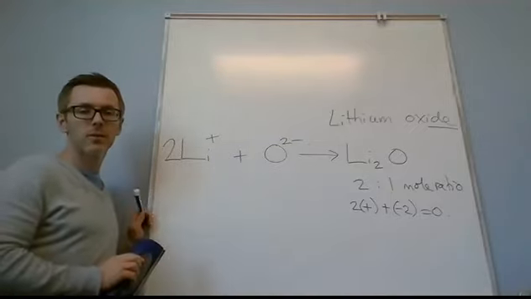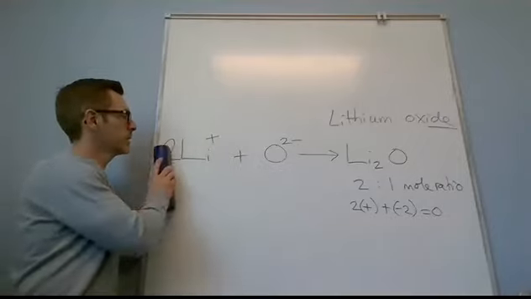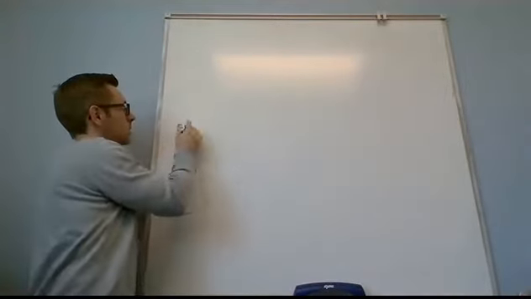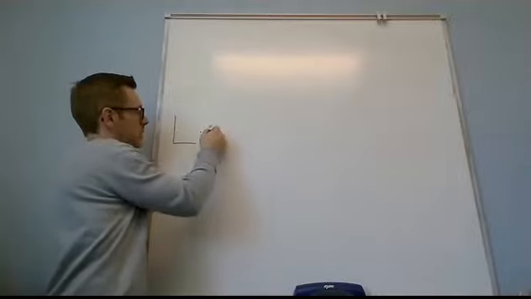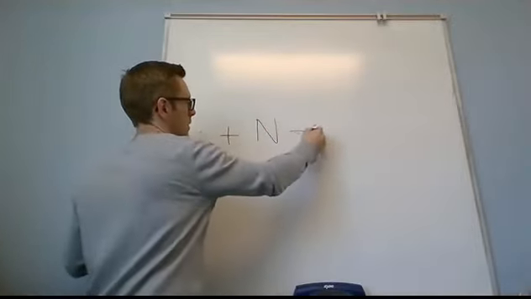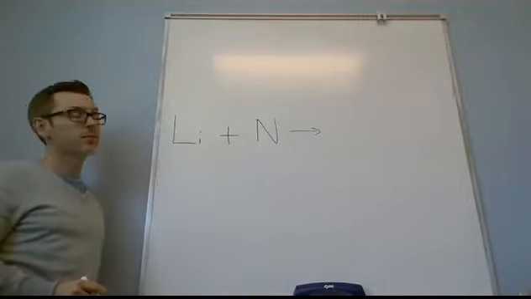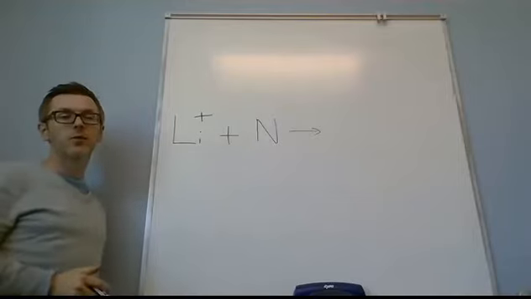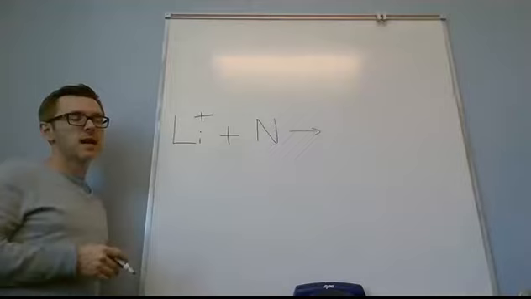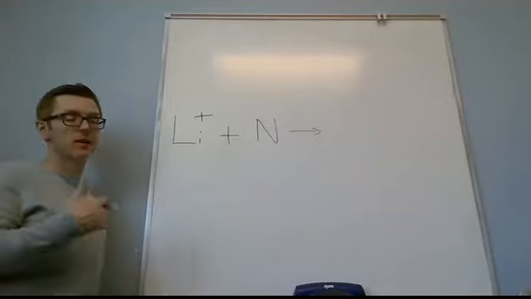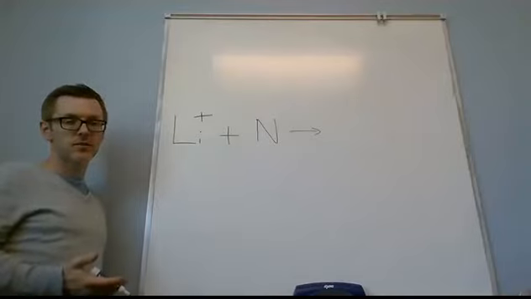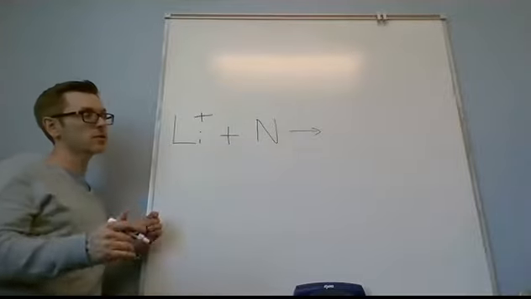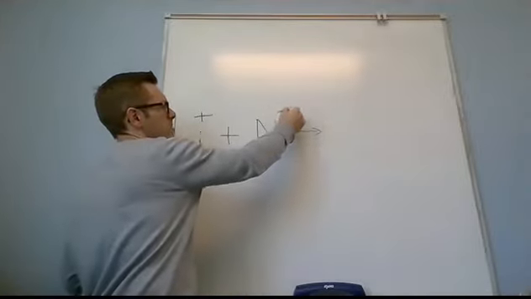I'm going to erase the board and look at a couple more examples. Lithium and nitrogen. Lithium has a plus charge. Nitrogen, if you look at the periodic table, is in group 15. 15 minus the 10 D groups is group 5. So nitrogen, which is a nonmetal, has 5 valence electrons. As a nonmetal, it wants to gain up to 8. So it already has 5, so it wants to acquire 3 more. That's going to be 3 negative charges.